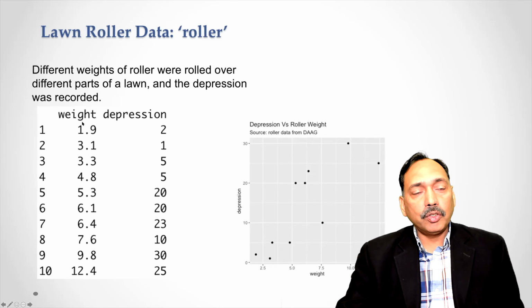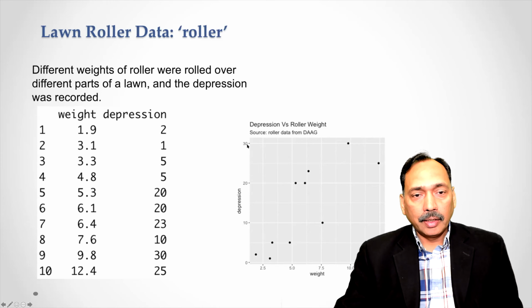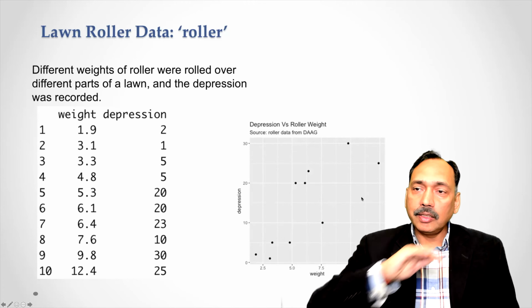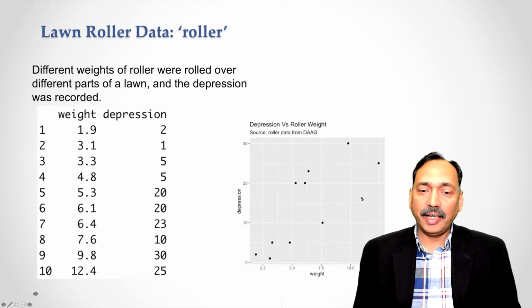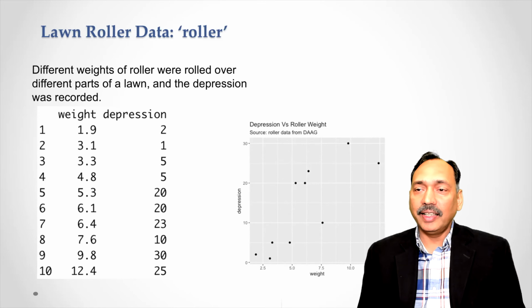So obviously it is assumed that when the weight increases, depression is likely to increase, and we do see that kind of thing happening. Like with 1.9 we have 2, but when you go to 12.4 it's about 25. And you can also see through this scatter plot that there is a broadly increasing trend. As weight increases, depression increases.